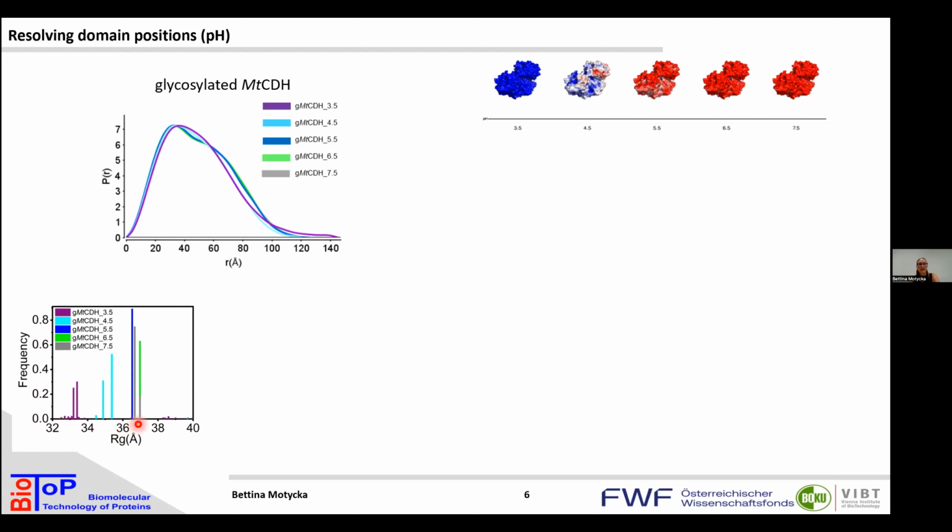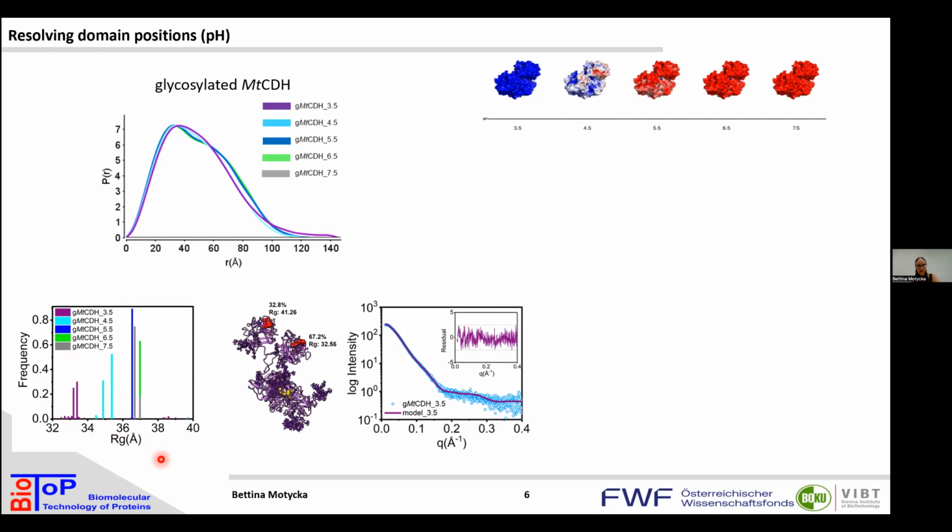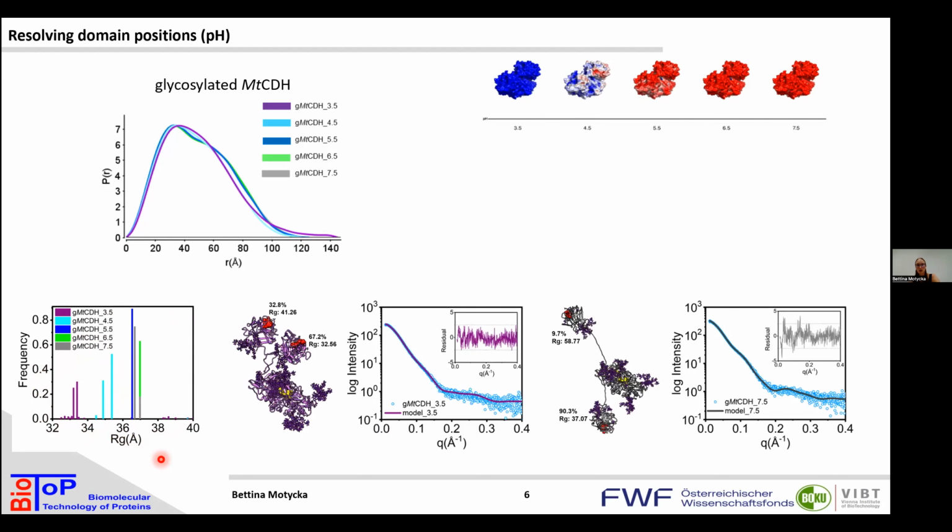And here it's also nicely seen that at acidic conditions we have a lower G value, indicating a more compact structure, and at higher pH it's a little bit higher. And here now are the models for the lower pH 3.5 and 7.5, which are the two-state models for the best fittings. You can see nicely that here it's more the compact state. Of course, it's not the one crystallized, but it's still more compact than here, which is really extended.